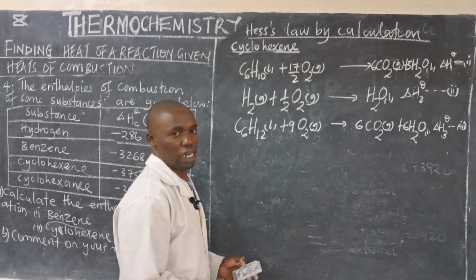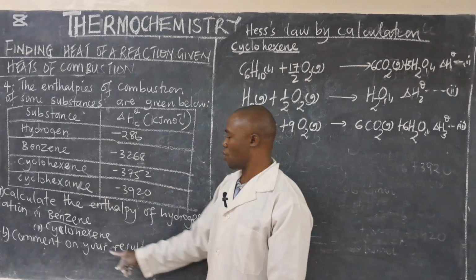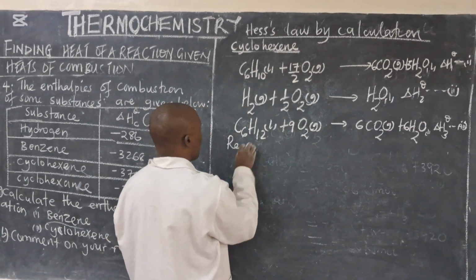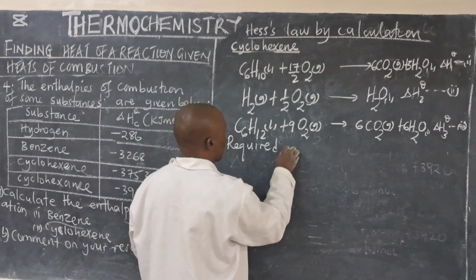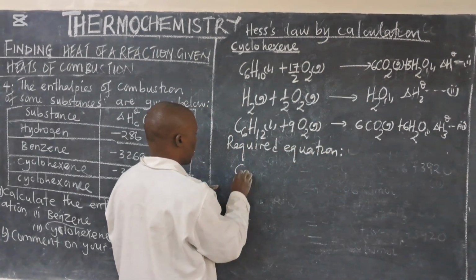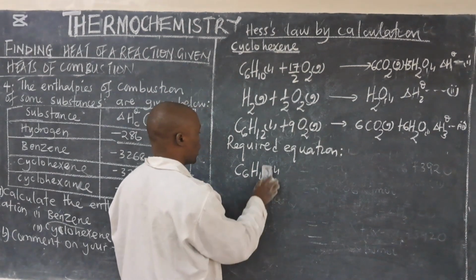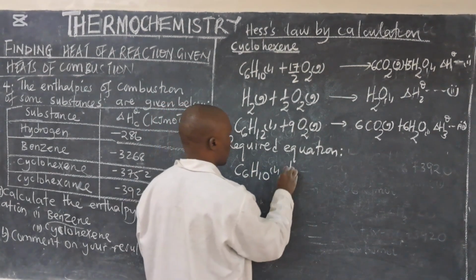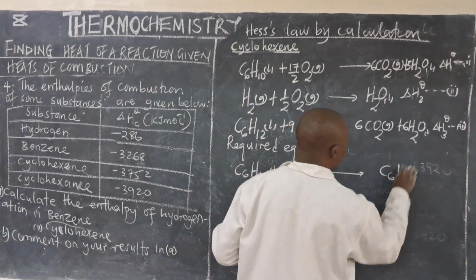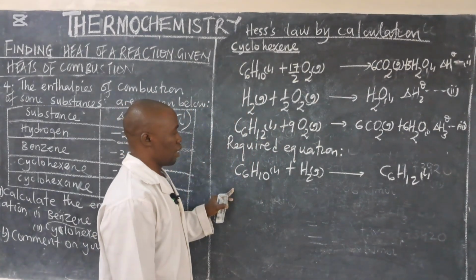So now let us look at the required equation. We are calculating enthalpy of hydrogenation of cyclohexene. So the required equation is actually hydrogenation of cyclohexene. Cyclohexene plus hydrogen, we get cyclohexane. Okay. Now we balance it.